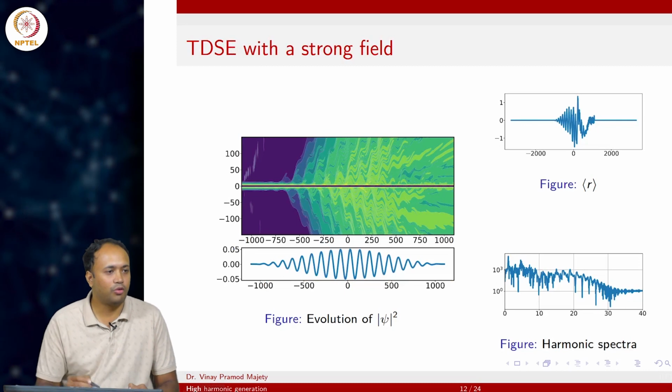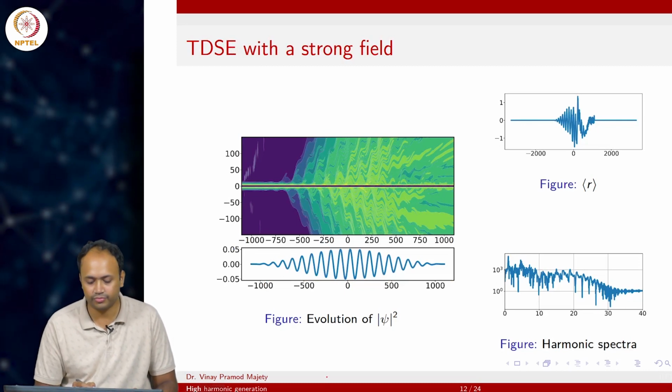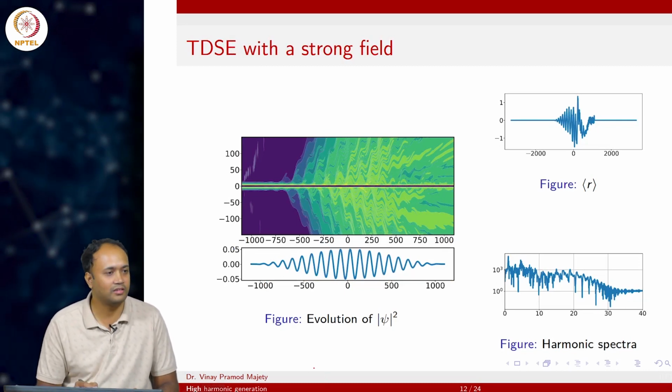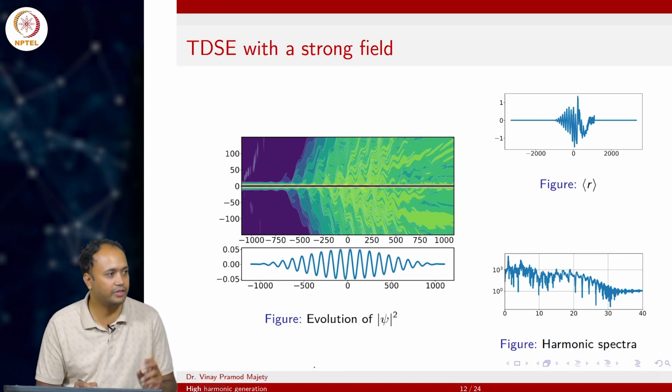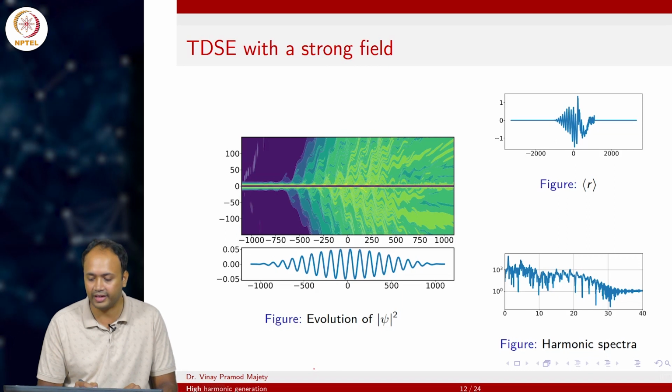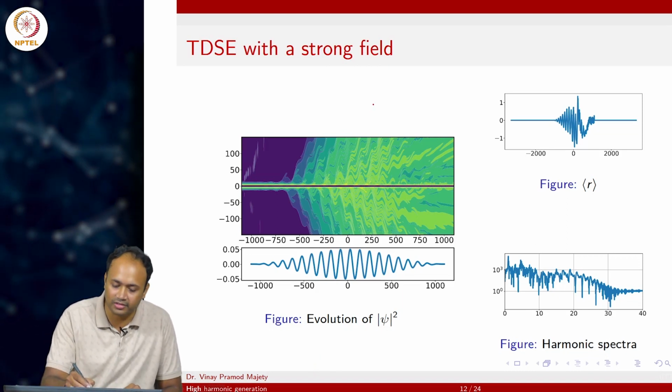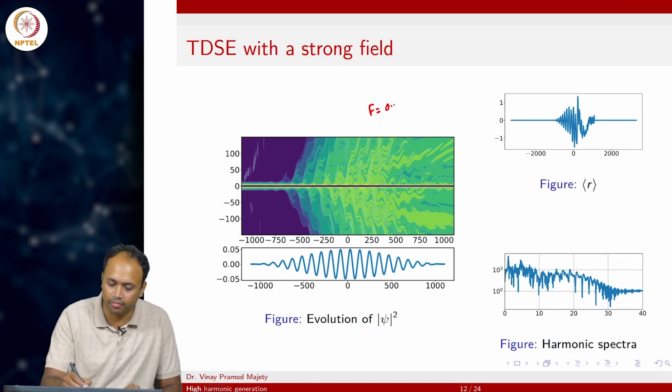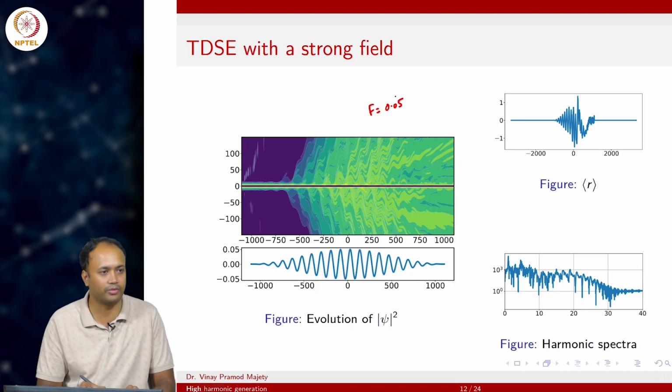Now let's go back to this model. If you do such a calculation like what I showed yesterday, where we saw a simple oscillation of the electron cloud with a stronger field, something like the field strength here is 0.05, in atomic units.